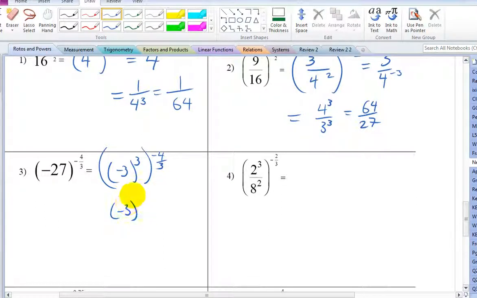Okay, so this is going to be negative 3 to the exponent negative 4. 1 over negative 3 exponent positive 4. 1 over positive 81. It must be a positive 81 because it's negative 3 times negative 3 times negative 3 times negative 3. Okay, different orders. Any questions about what you did, possibly?